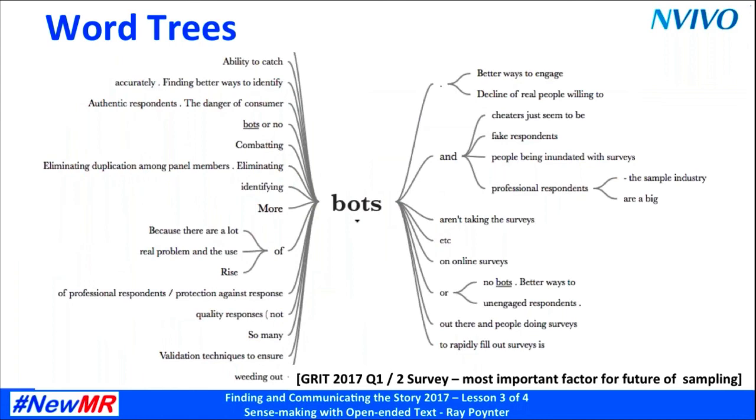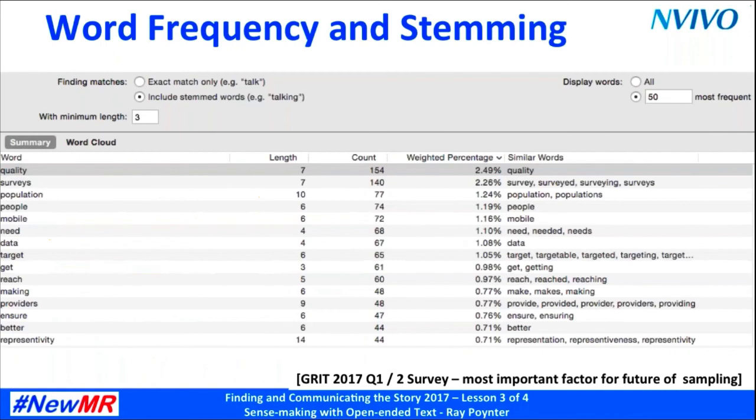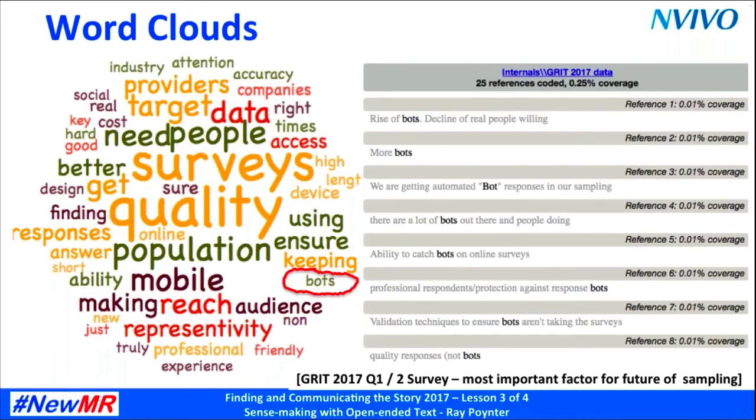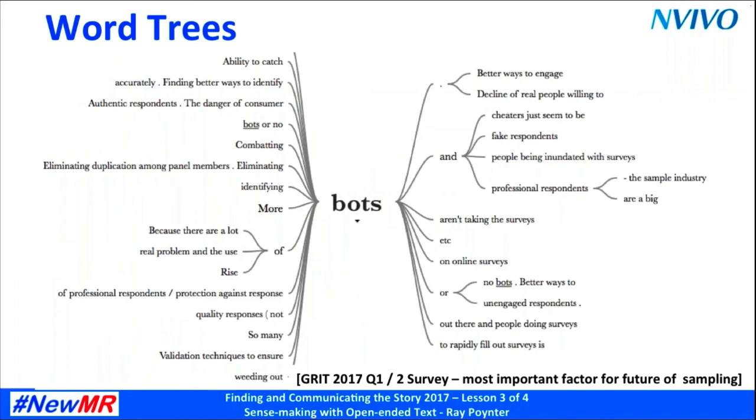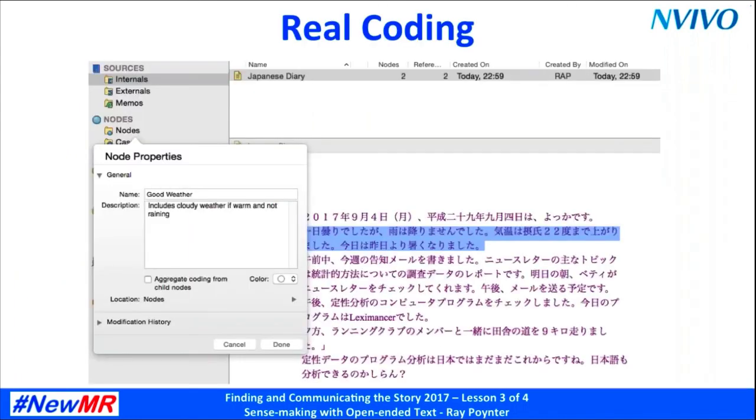Now, the reason I chose bots is, if I go back here, it's not on that screen. It only comes up about 35, 40 times. If I pick a word that comes up 170 times, the word tree is just too clouded. So I am going to have to drill in and read and do analysis. So this is going to help me look at some of the overall structure, but I'm still going to have to read the information if I want to make sense of it. I'm going to have to do what I call real coding.